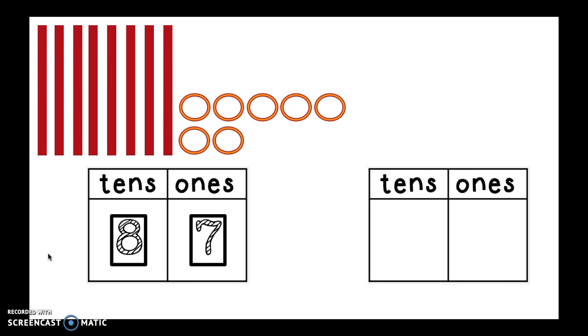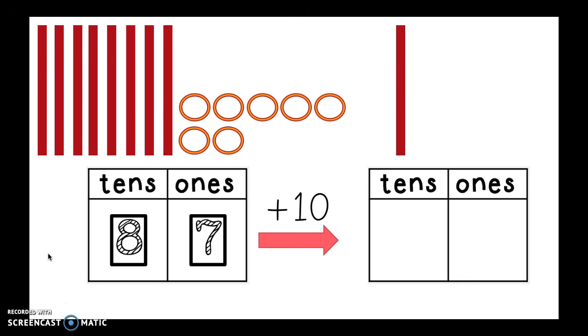I'm going to go ahead and make a change. So I'm going to draw an arrow with my change above it. Friends, what change am I making to 87? Yeah, I'm adding 10 more. I'm going to go ahead and draw a picture of the 10 more. All right. Now what am I going to do? You're right. I'm going to go ahead and count up my tens.